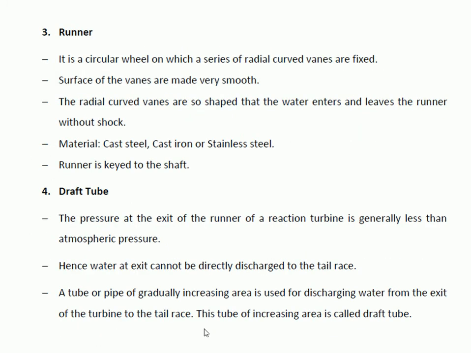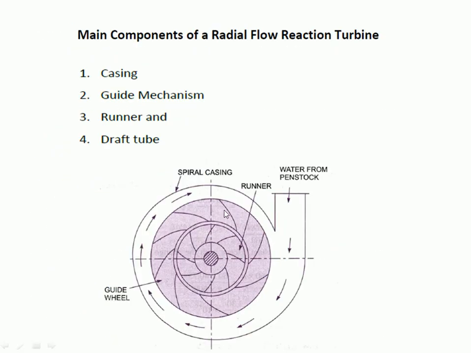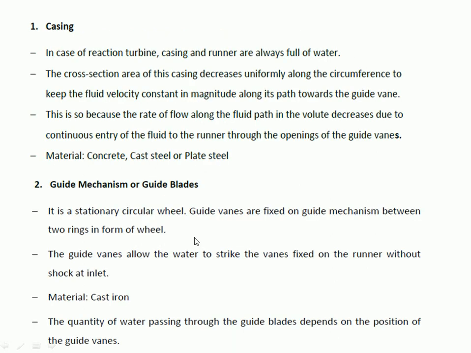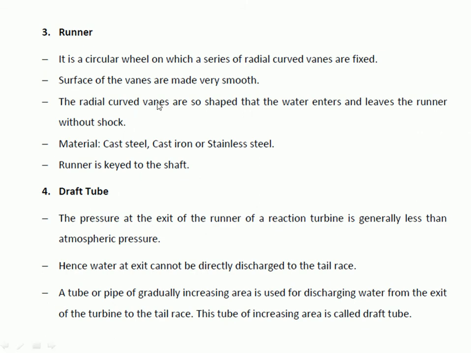Third component, that is the runner. It is a circular wheel on which a series of radial curved vanes are fixed. The surfaces of the vanes are made very smooth. The radial curved vanes are so shaped that water enters and leaves the runner without any shock. We can see in this diagram, here is the runner on which vanes are mounted. Material for the runner is cast steel, cast iron or stainless steel. The runner is keyed to the shaft. And last component is what?